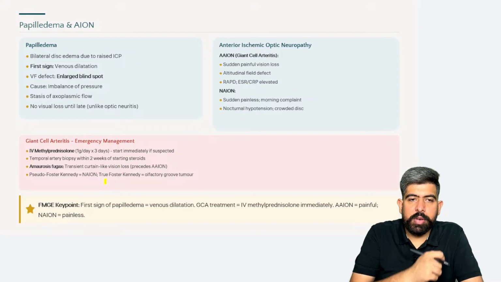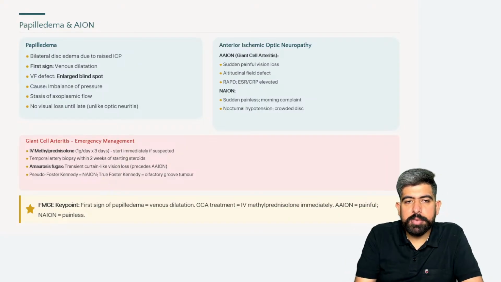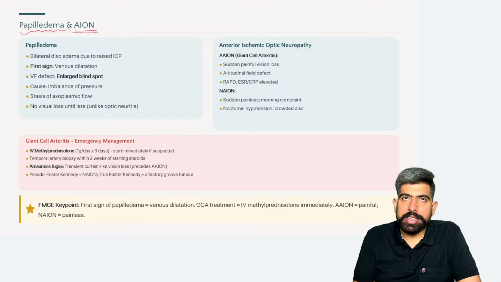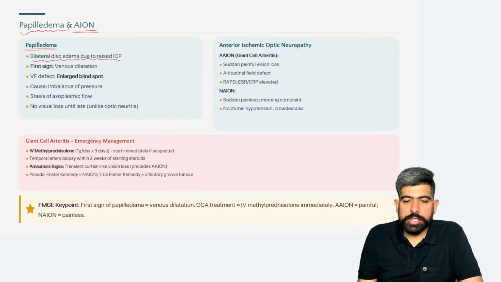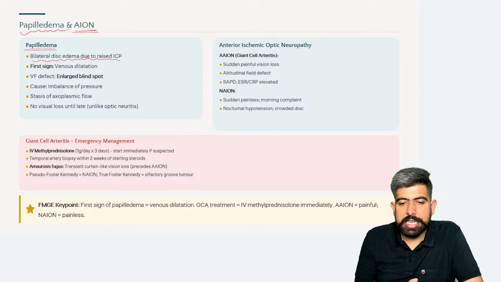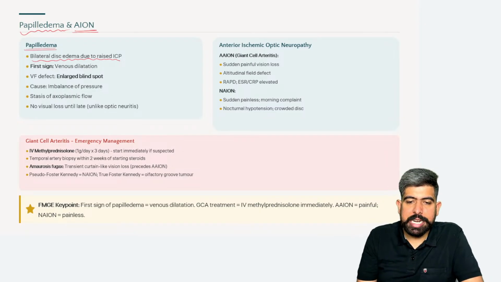Now, moving forward to the next important topic, which is papilledema and anterior ischemic optic neuropathy, right? Papilledema is bilateral disc edema due to an increase in intracranial pressure. This is not the IOP, guys. Please remember, this is the ICP, the intracranial pressure. The pressure is increasing in the cranial cavity.